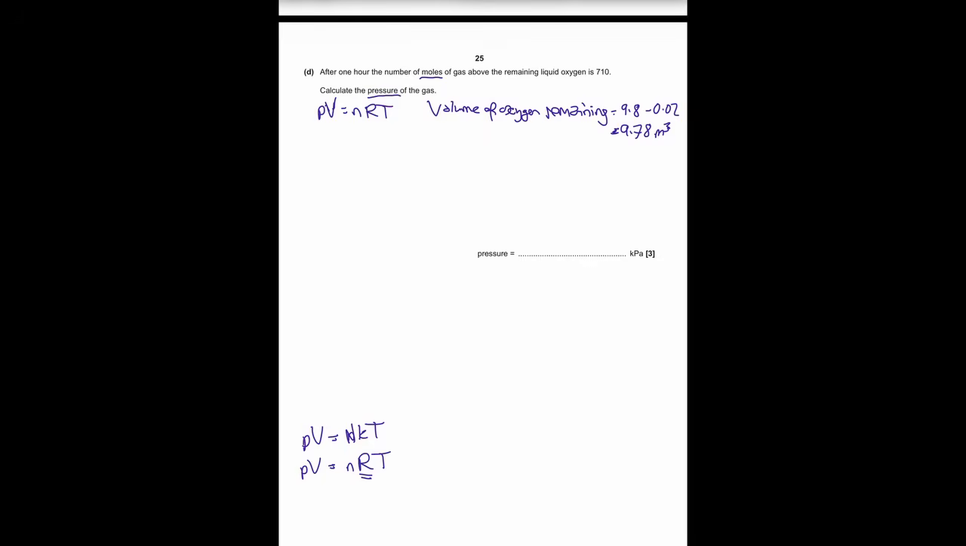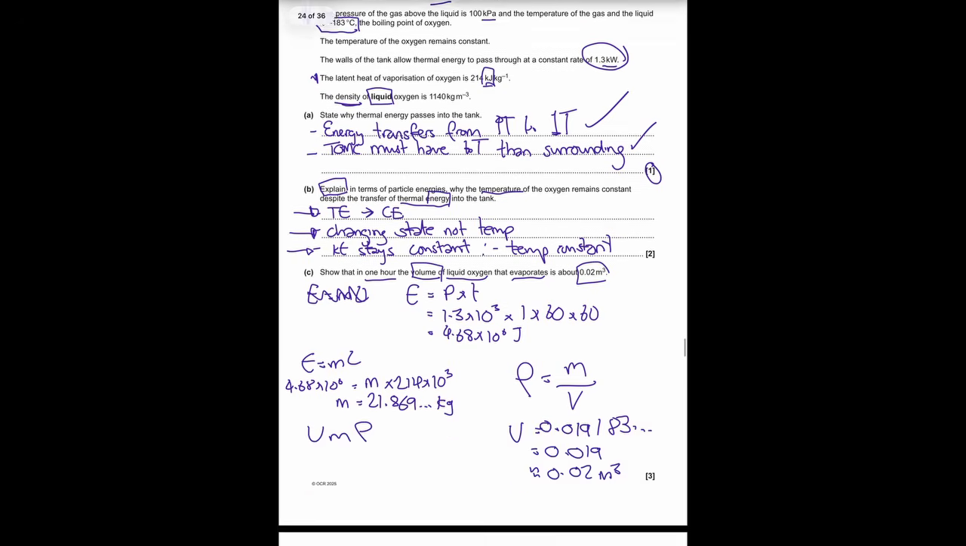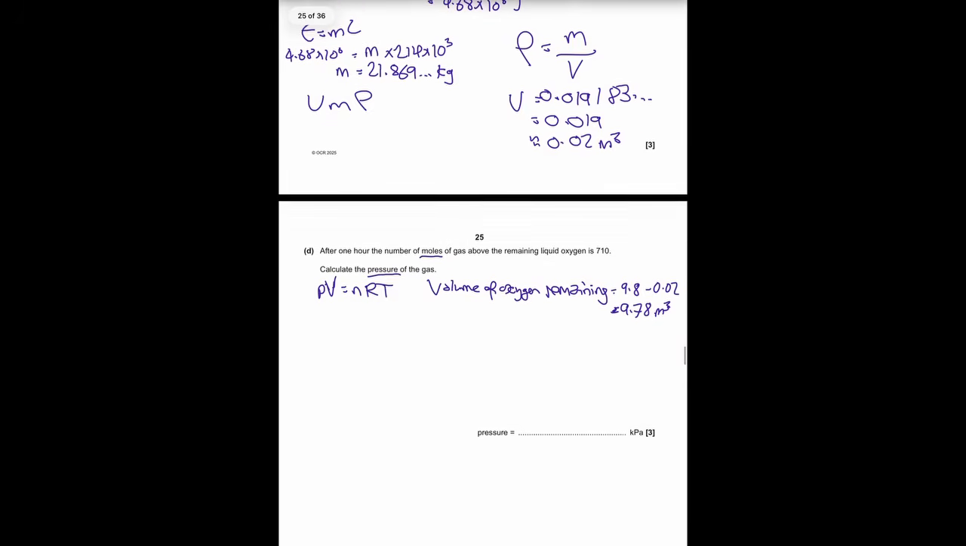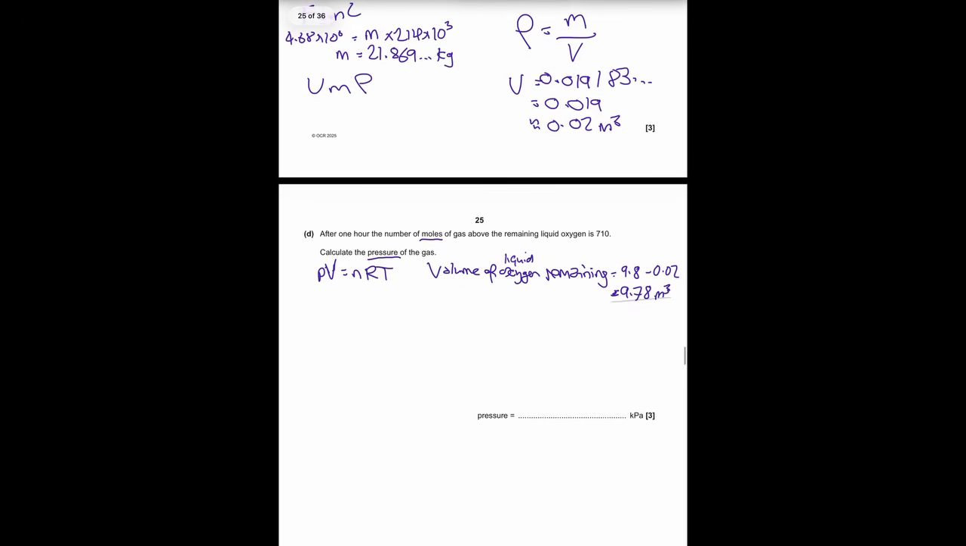So if I know that there's 9.78 meters cubed of oxygen remaining, does that really help me? I don't know if I can do anything with it yet. Well, what other information do I know? I know that the volume of the tank was 10. And if I know that there's 9.78 liquid oxygen, that means everything else in the tank must be gas. So the gas in the tank must be equal to 10, which is the total volume, take away 9.78. So therefore, I know that there's 0.22 meters cubed of volume of gas in the tank.